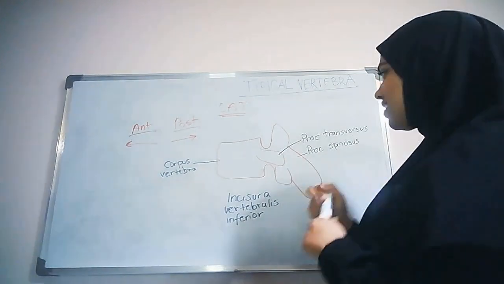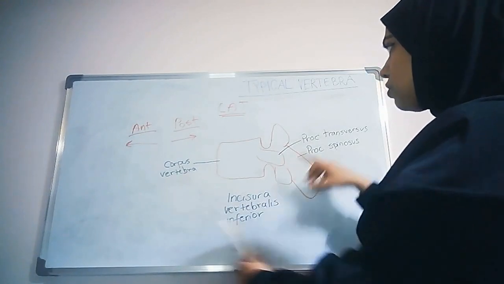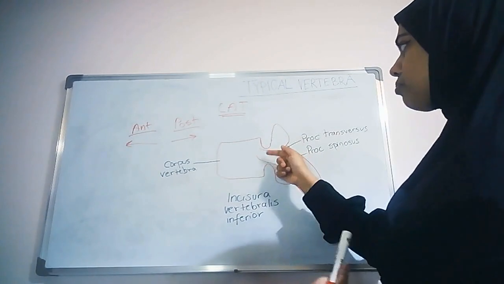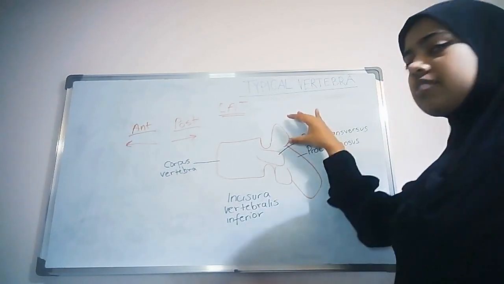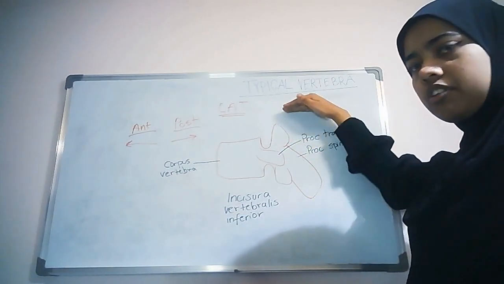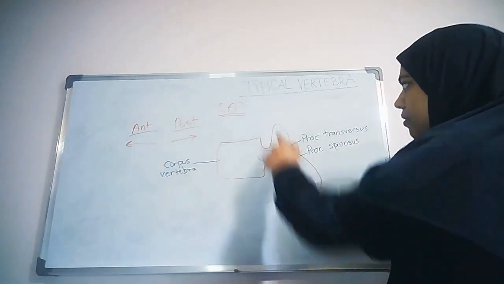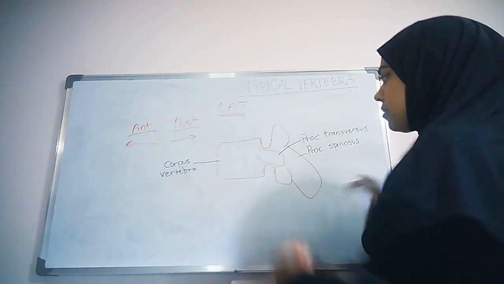What I'm trying to say is that from a side view, you will be able to see processus spinosus posteriorly. We have processus transversus at the sides, and we also have a processus superior and a processus inferior. So these processus will connect with the adjacent vertebrae.